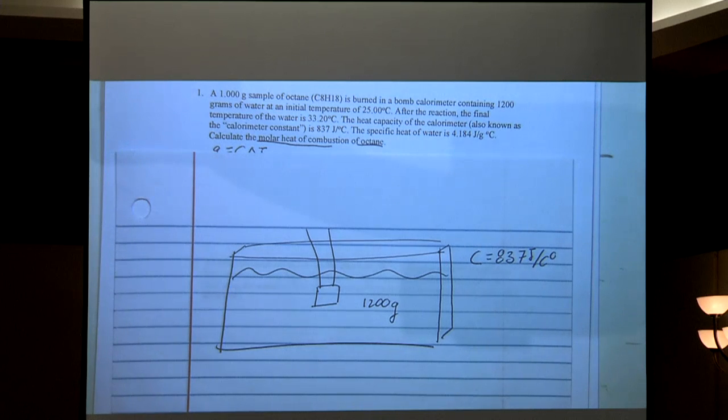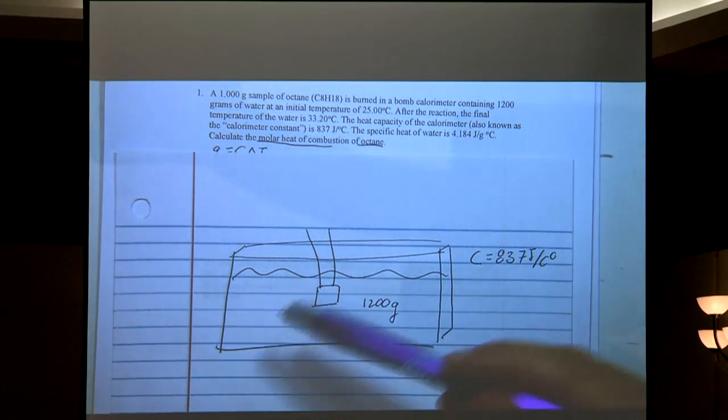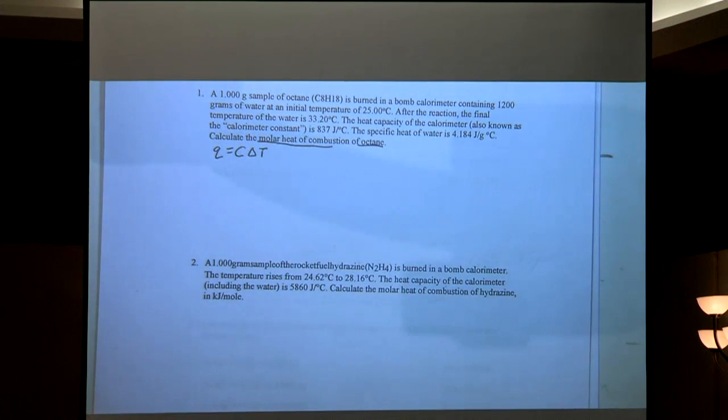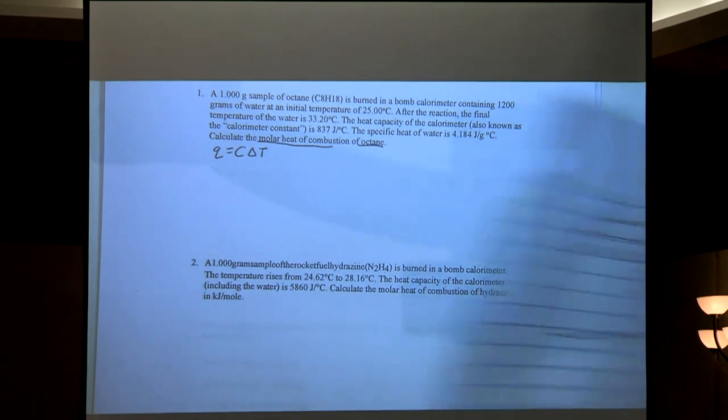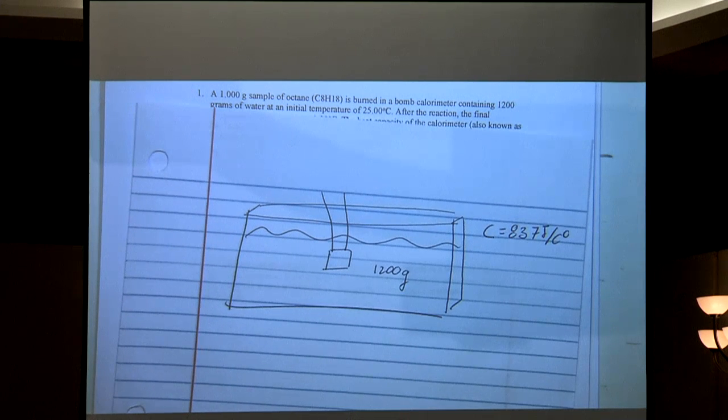So in some problems, you won't have to do this. In some problems, it'll just provide you the calorimeter constant for it. I have another one, if you're curious. Number 2 is like that. We'll probably end up going over that. But number 2 is like that, where you don't have to find the heat capacity of the water. So I need to find the total heat capacity.